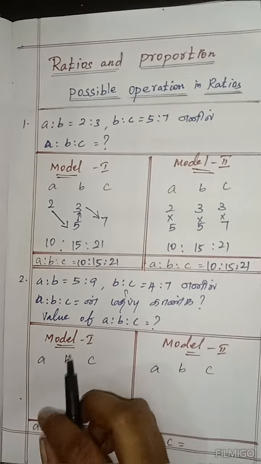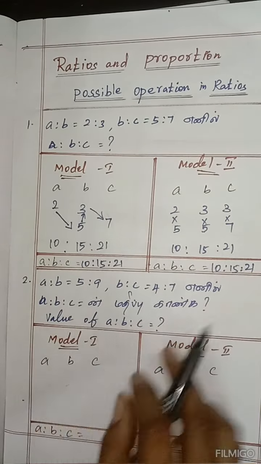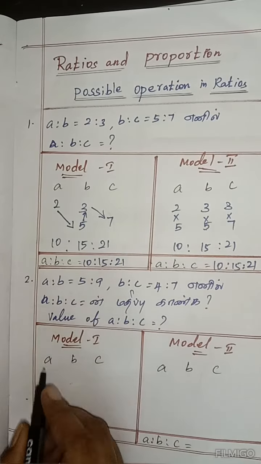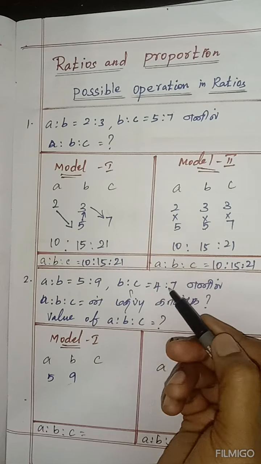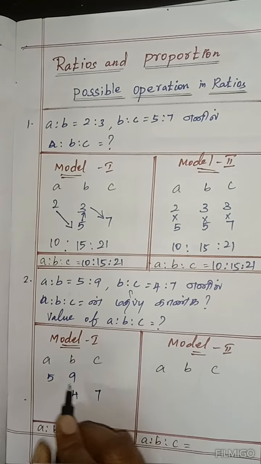Now, second question, same as well. A is to B, 5 is to 9, and the B is to C value is given here. Let us see how to solve this sum. 5 is to 9. I am writing the first step. Next, 4 is to 7. In one step, should leave and write 4, 7.